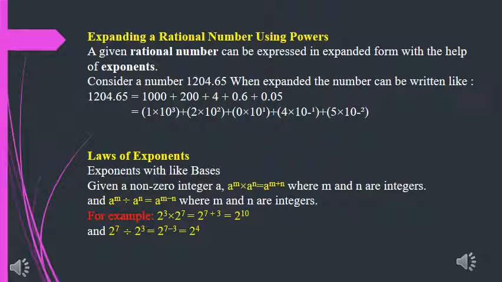Now students, here we see how to write the expanded form of a rational number using powers. Here we consider a rational number in decimal form, that is 1204.65, that we have to express in expanded form.